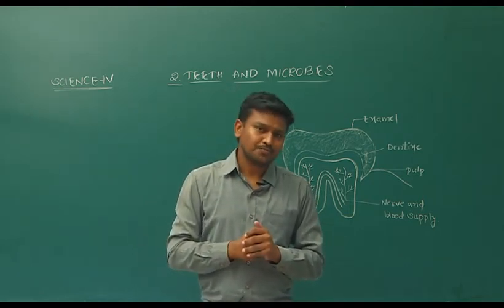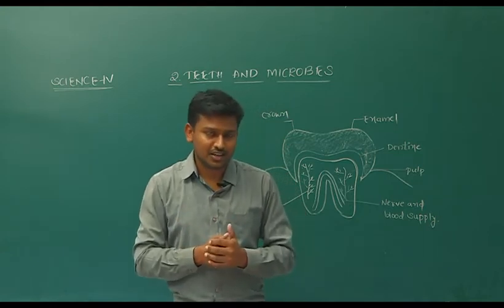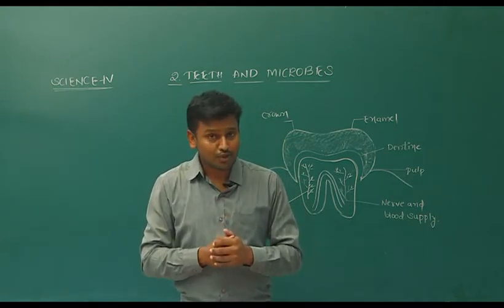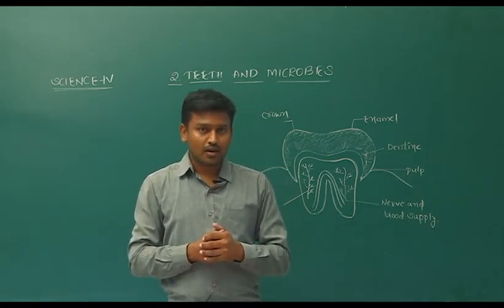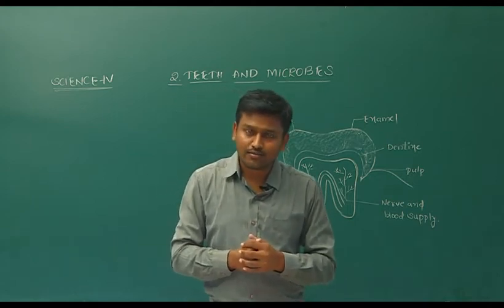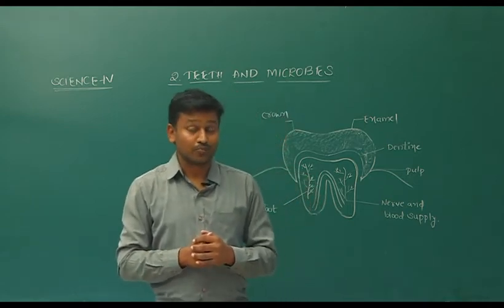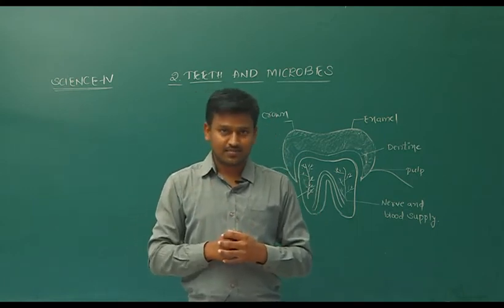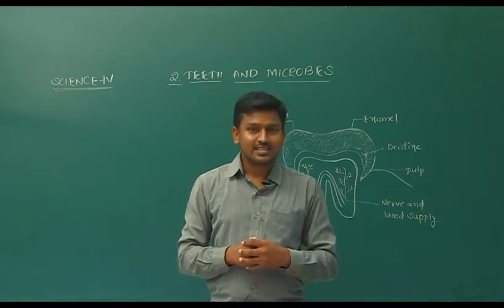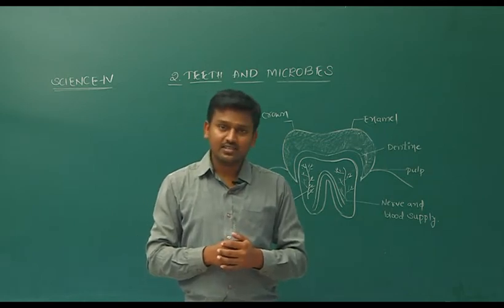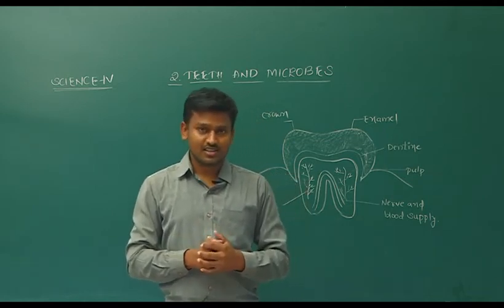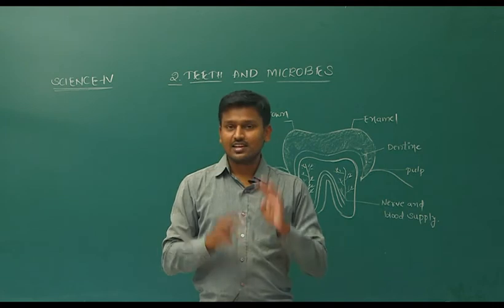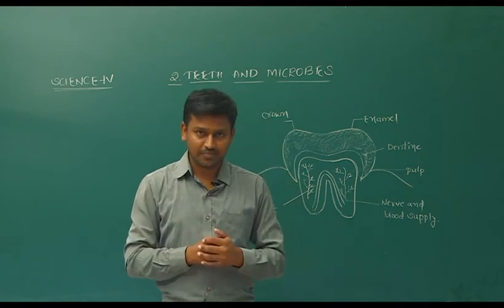So now, if you observe your teeth, have you ever observed your teeth? How many types of teeth do you have? Teeth are especially of four kinds. They are incisors, canines, premolars and molars. These are the four types of teeth.